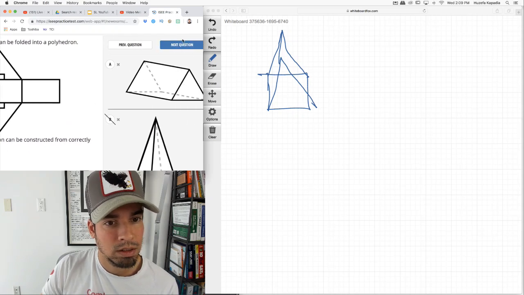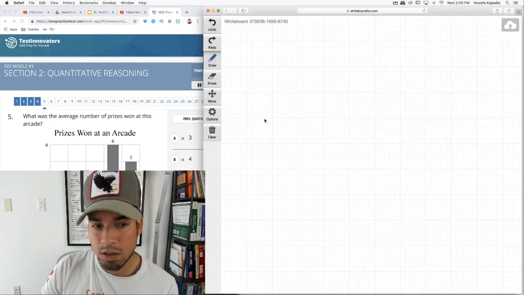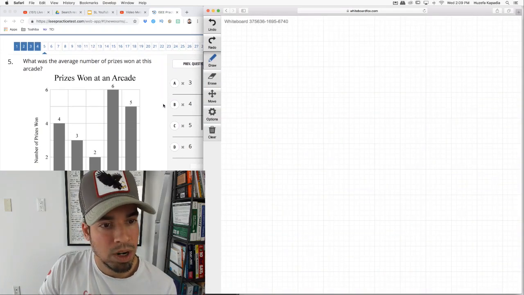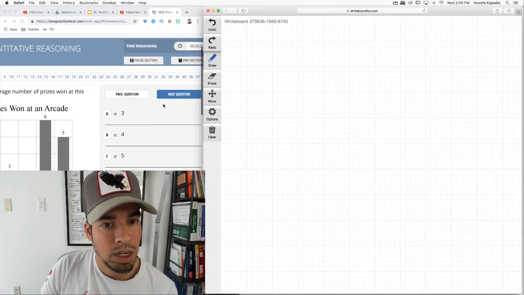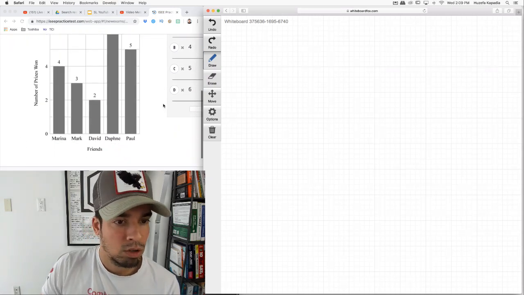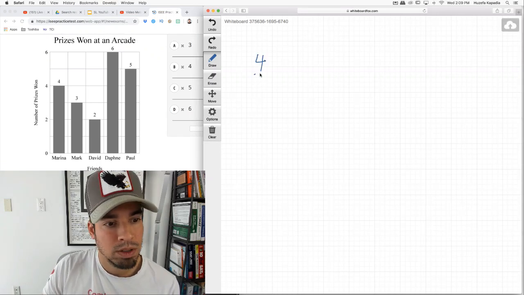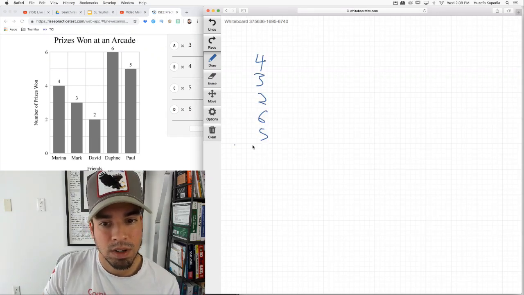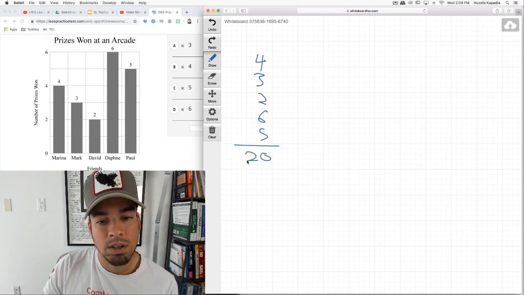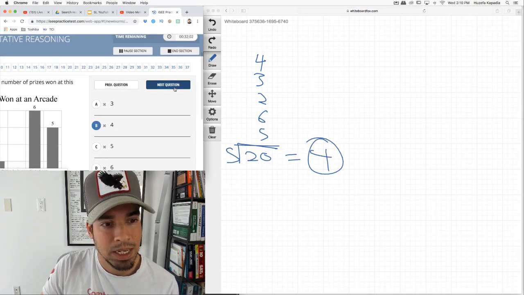All right, next. What was the average number of prizes won at this arcade? By the way, we've got 32 minutes left. So for the average, we're going to add all these up and divide by the number of people, which is 5. So it's 4 plus 3 plus 2 plus 6 plus 5, that's 7, 9, 15, 20. Divided by 5, which is 4. That's average. Same as mean.